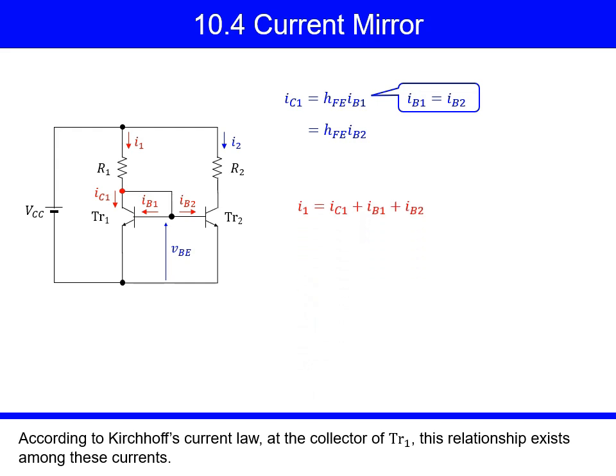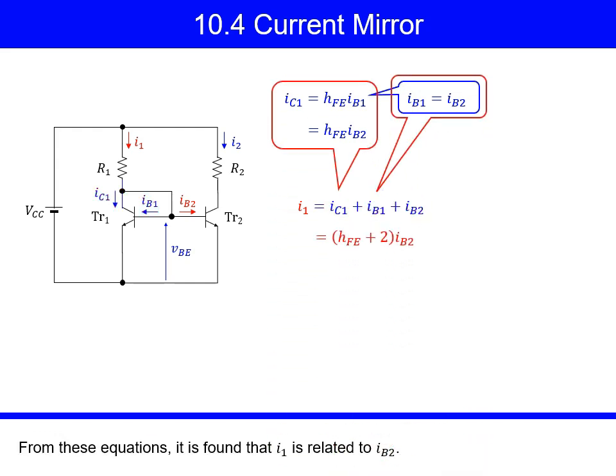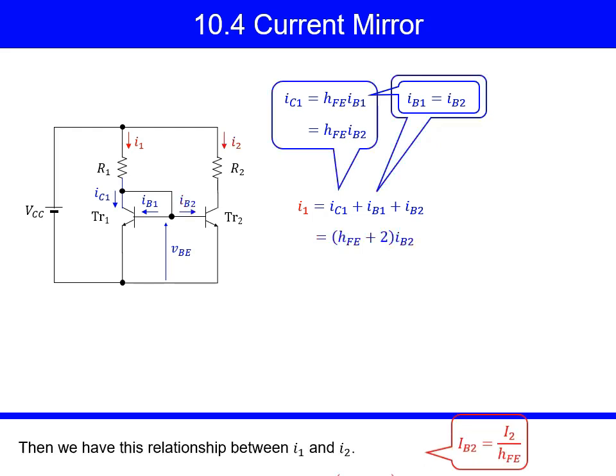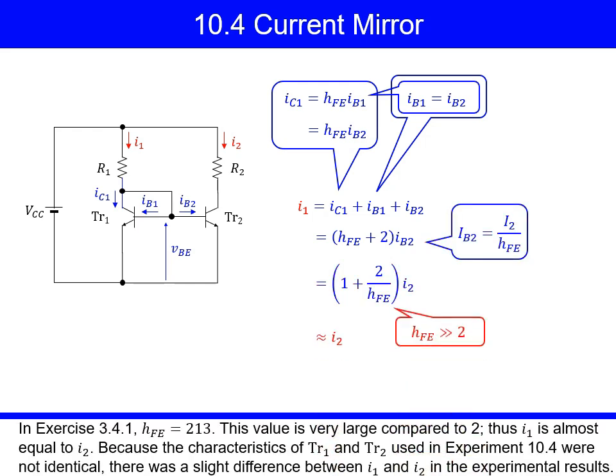According to Kirchhoff's current law, at the collector of TR1, this relationship exists among these currents. From these equations, it is found that I1 is related to IB2. Then we have this relationship between I1 and I2. In exercise 3.4.1, HFE was 213. This value is very large compared to 2, thus I1 is almost equal to I2.